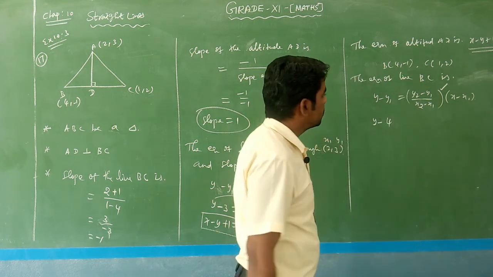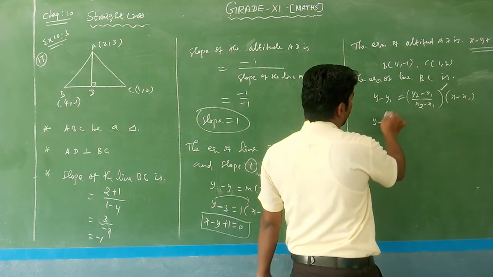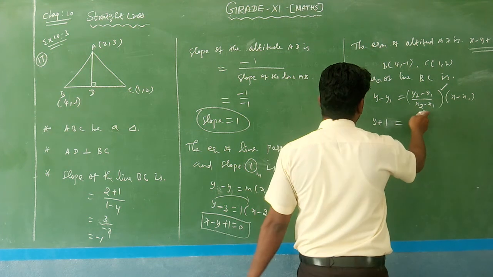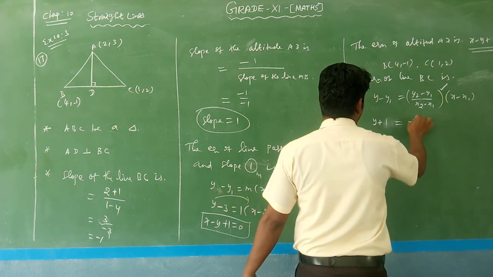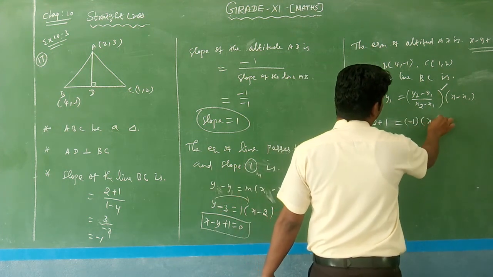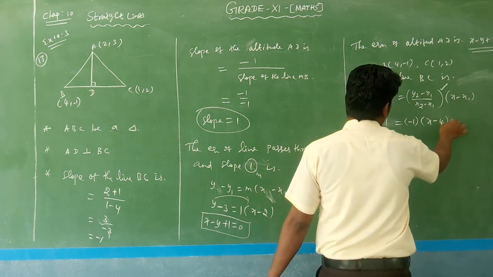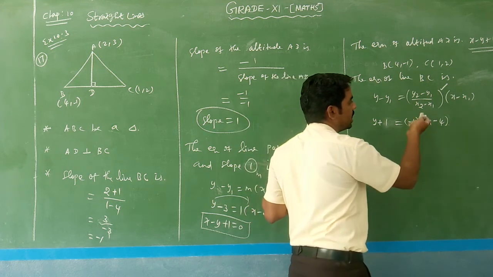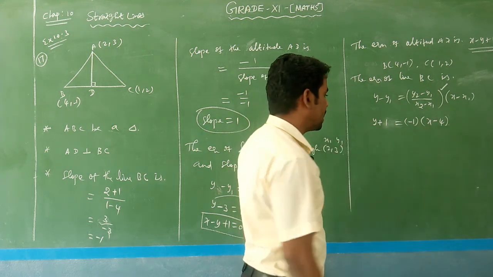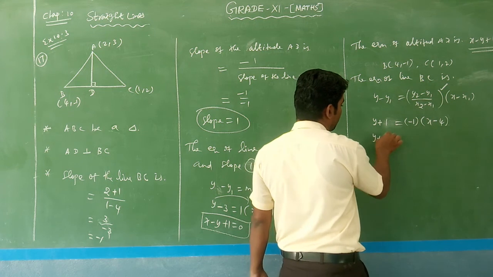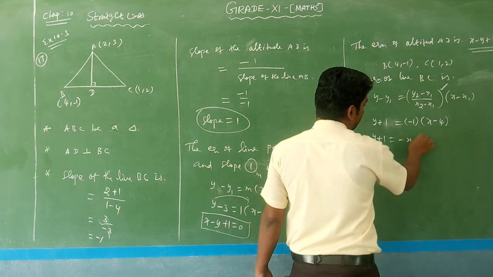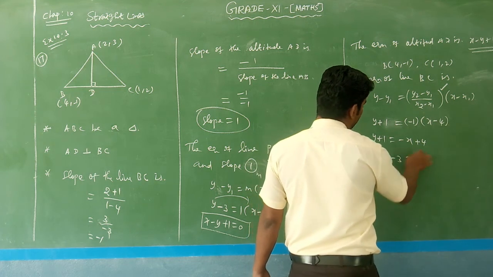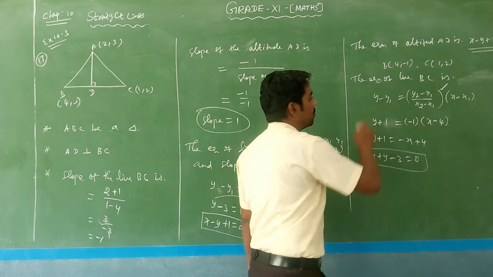Here y1 is minus 1, so y minus y1 is y plus 1, which is equal to the slope, minus 1, into x minus x1, where x1 is 4. So y plus 1 is equal to minus 1 into x minus 4. So y plus 1 equals minus x plus 4. So x plus y minus 3 equal to 0. This is the equation of line BC.